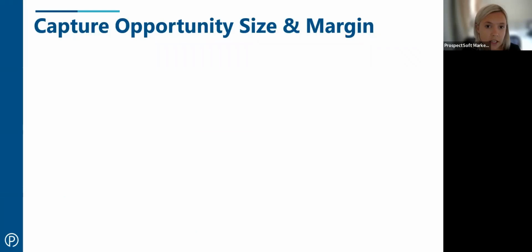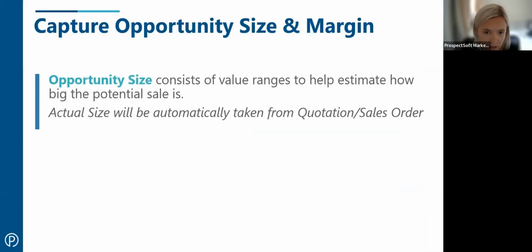The next feature that we're going to look at configuring is our opportunity size and margins. Opportunity sizes consist of value ranges to help you estimate how big that potential opportunity is. The sizes could be 1 to 2,000, or 2 to 3,000, whatever ranges make more sense for your business. Every business is different, so the sizes of your sales will differ. It is quite important to put in some relevant sizes in there for your sales team to choose from.